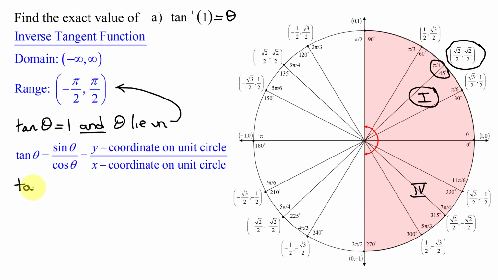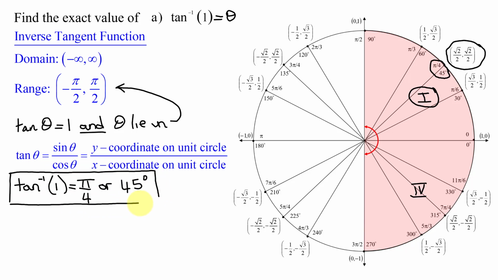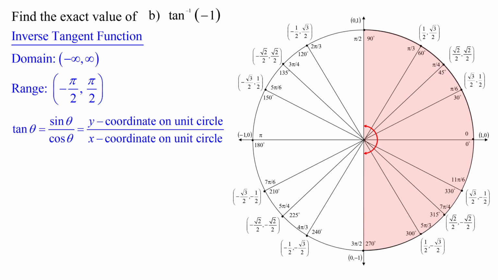So I know that the inverse tangent of +1 equals π/4, or if I'm in degrees, 45 degrees. So this is the answer to part A. Now in part B, we have a very similar problem. I need to find the exact value of the inverse tangent of -1. So again, we're going to set that equal to a variable theta, translate this statement.